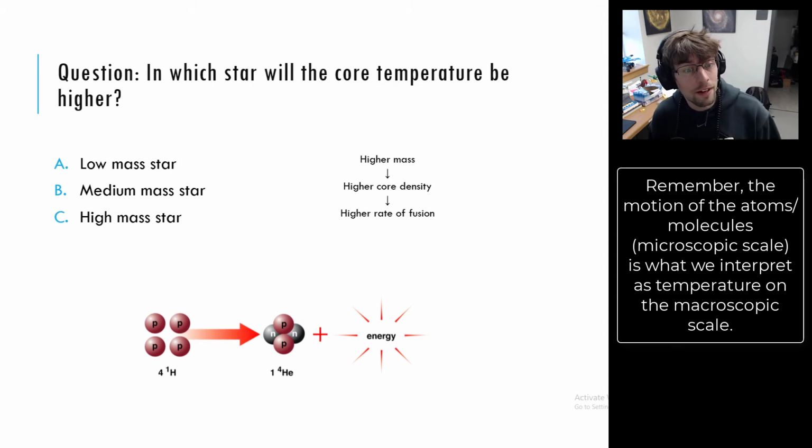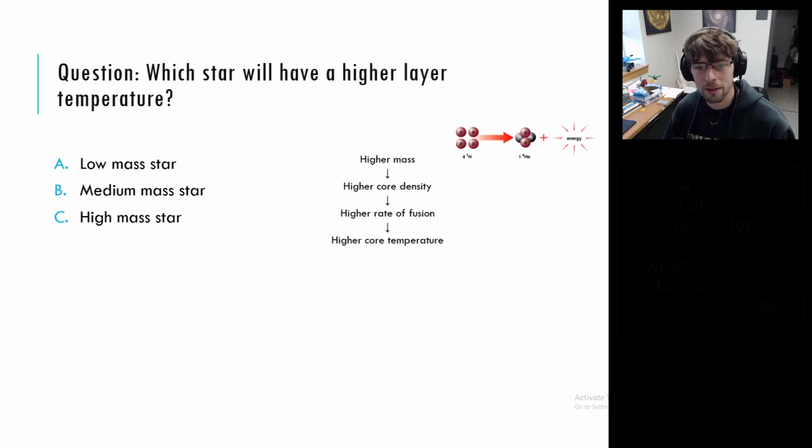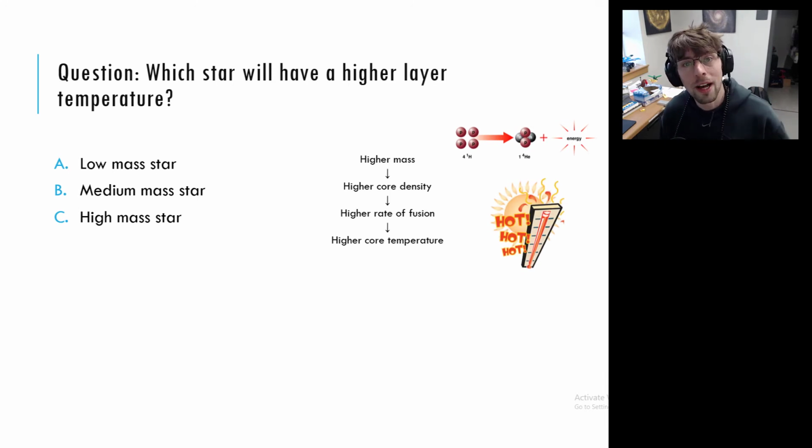Okay? So again, we have the high mass star. High mass star, higher core density, higher rate of fusion. Higher rate of fusion, higher core temperature. You follow me so far? Next question for you then. Which star will have a higher layer temperature? So now I've transitioned from the core to the outer layers. Okay? And it doesn't matter if it's a high mass or a medium mass star. Okay? So go ahead, take a minute, think about this. Which star will have a higher outer layer temperature?